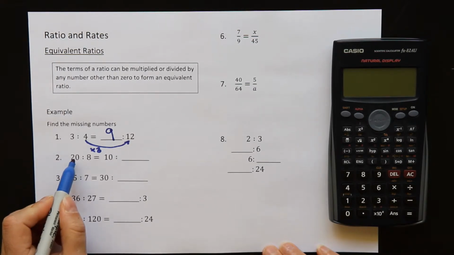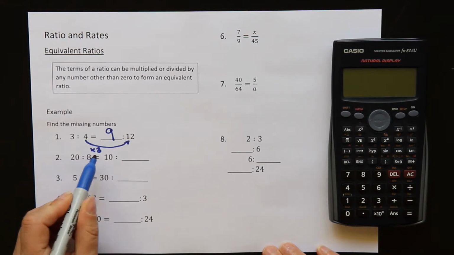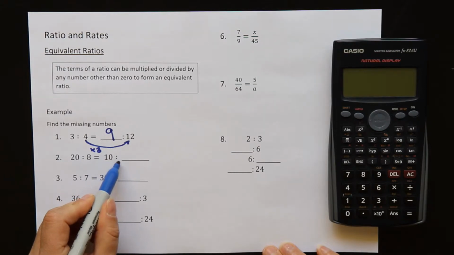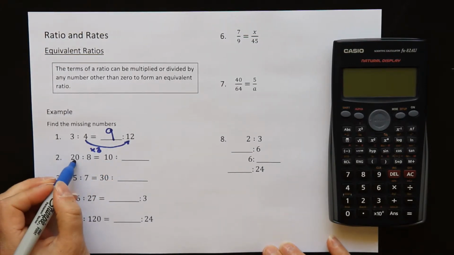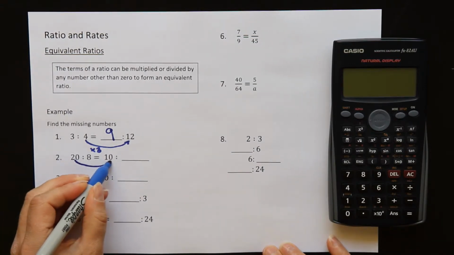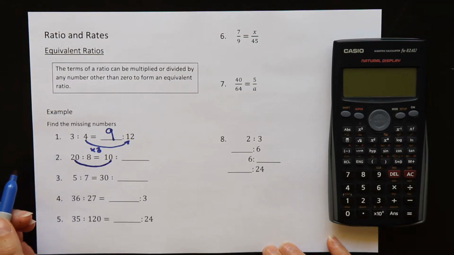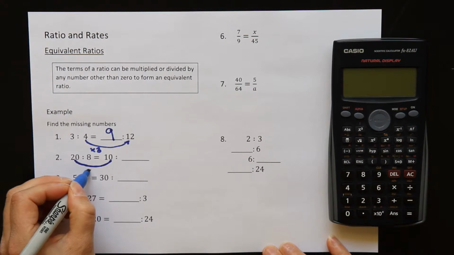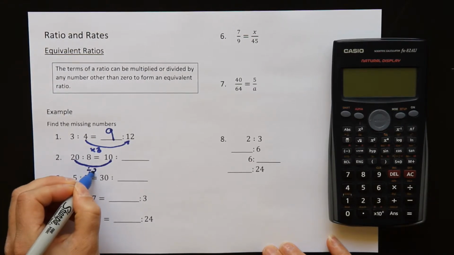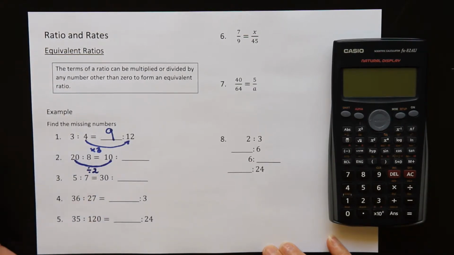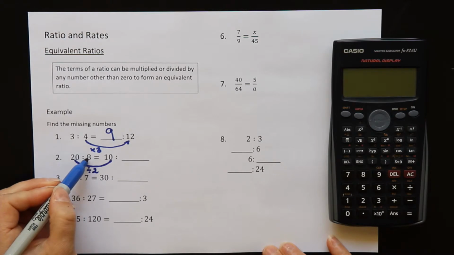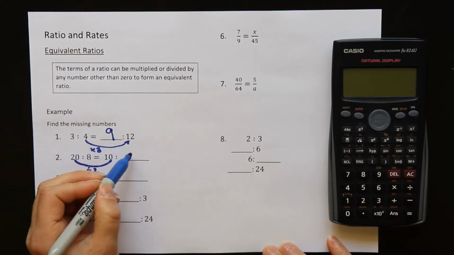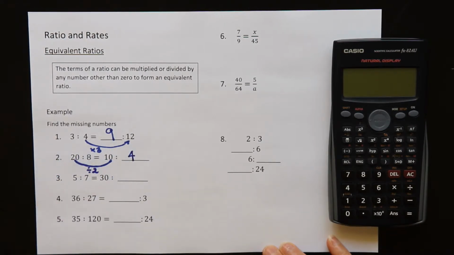We have the ratio 20 to 8 and we want it to become 10 to something. So the 20 and the 10 we have here, they're in the first position together. To get from 20 to 10, this time I would need to divide by 2. Okay, so I do the same thing to the 8. I divide it by 2. 8 divided by 2 is 4. And I found the missing number.